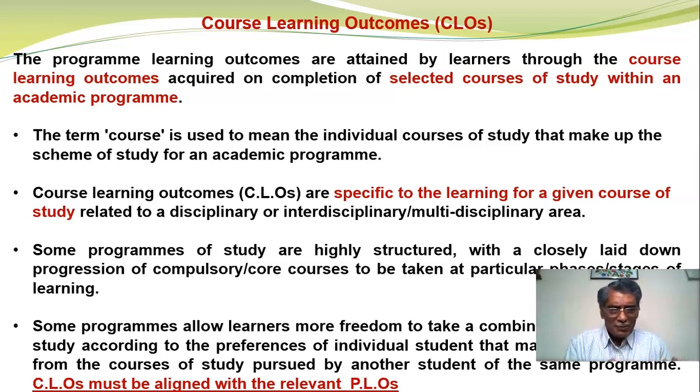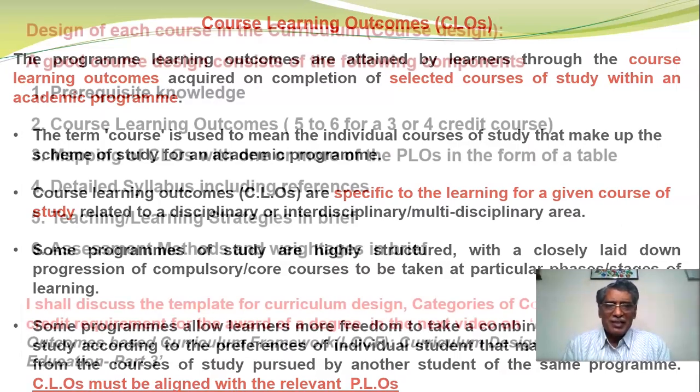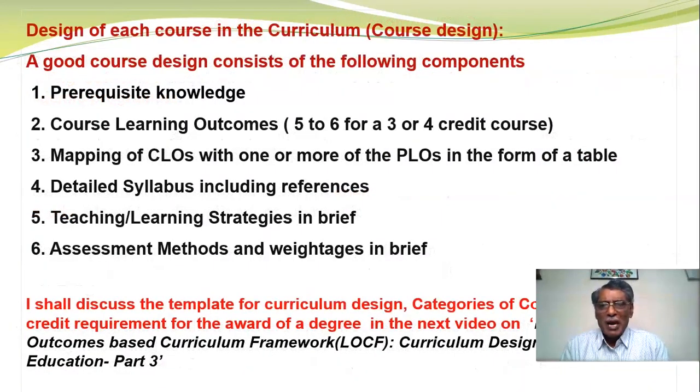But some programs allow learners more freedom to take a combination of courses of study according to the preferences of the individual student. That may be very much different from the courses of study pursued by another student of the same program. This is considered as flexible curriculum. Very few universities in the country are able to implement this highly flexible curriculum. And the course learning outcomes must be aligned with the relevant program learning outcomes. Again, there is another table to be mapped.